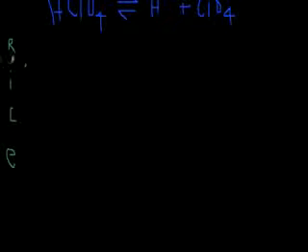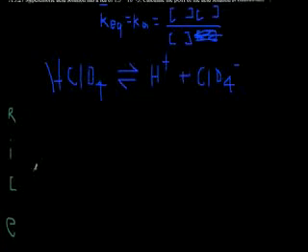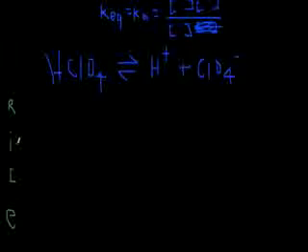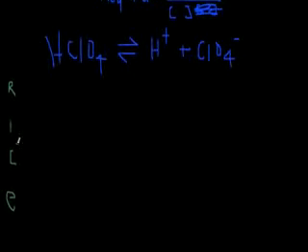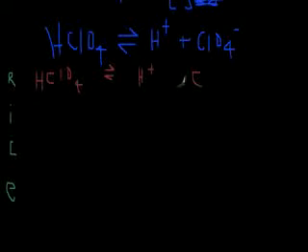So let's make a RICE chart. R-I-C-E, or ICE chart. I like to call it both, rice and ice. You don't really need the R, but it stands for reaction, so the reaction up here. I stands for initial values, which we'll use, 3.27. C stands for change: how does it change in the reaction at equilibrium? And E stands for at equilibrium. So the reaction is HClO4 at equilibrium with H plus, which is actually what we want to find, and ClO4 minus.